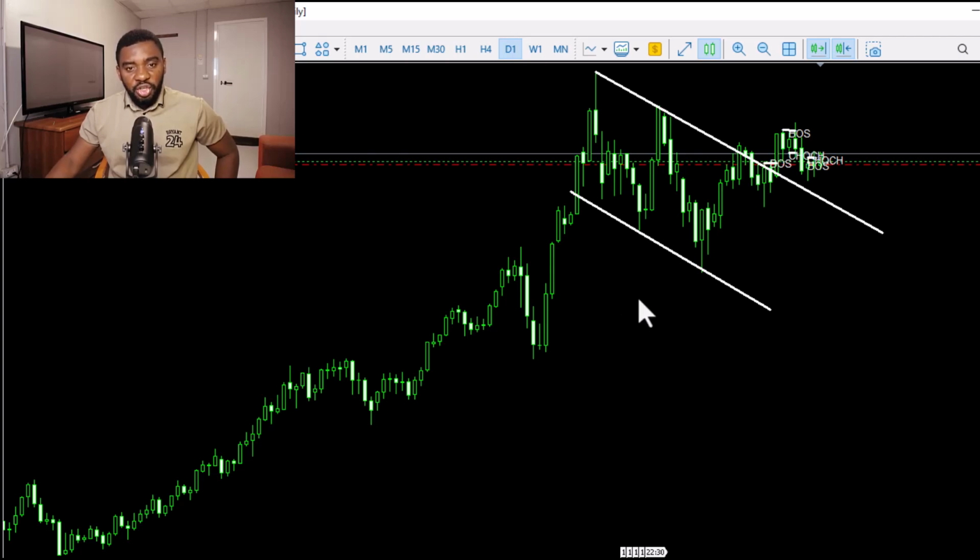So your knowledge of break of structure, you can incorporate it into whatever strategy you are trading right now, and it will help you to improve your trade greatly. It should help you to change from a losing trader to a winning trader. If you're already winning, it will help you to be more consistent.